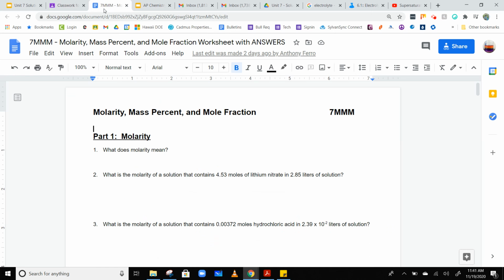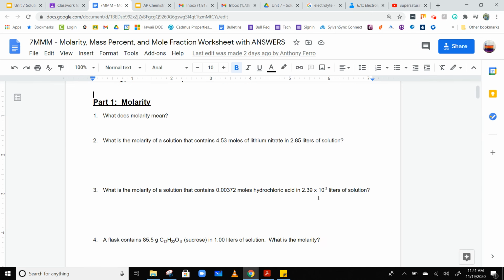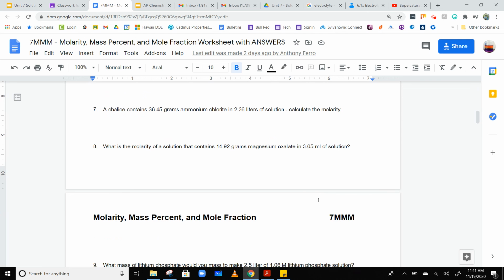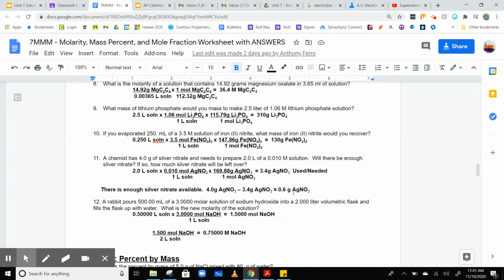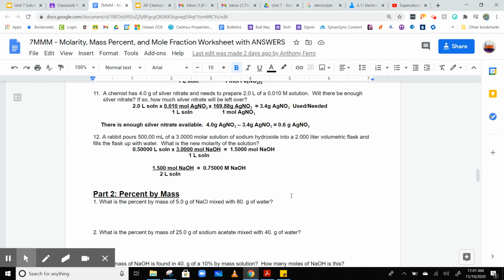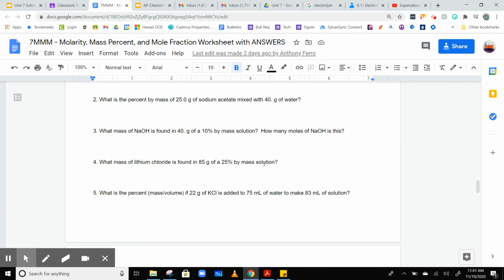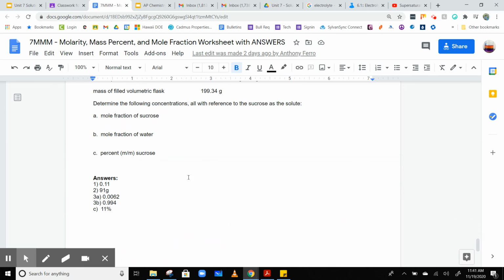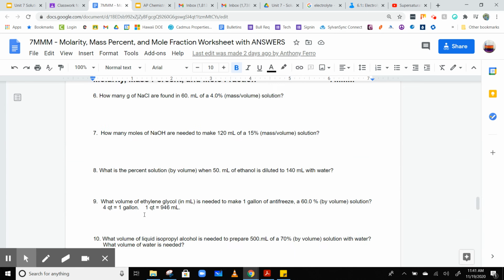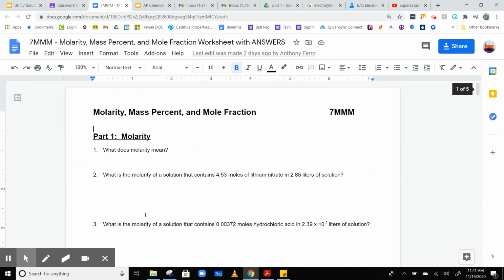That's it. The work is to just practice this stuff, and I have the answers at the bottom of each section for the worksheet today. So molarity, then I have the work, and then percent by mass, and then I have the answers, and then the mole fraction, and I have the answers there. So give that your best shot. If you do have any questions, I can answer them tomorrow. And we'll be going over some more theory stuff tomorrow.